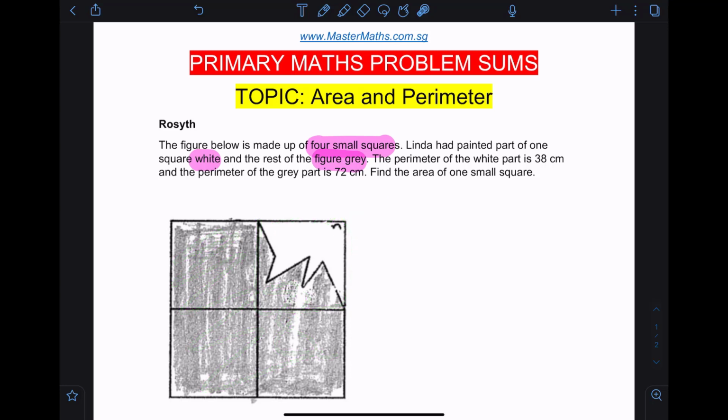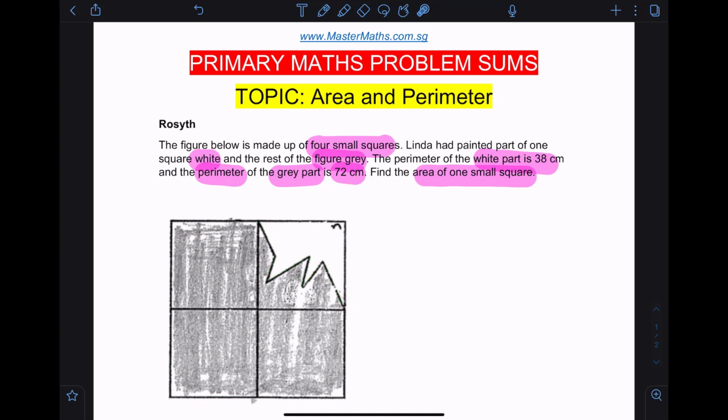The perimeter of the white part is 38 centimeters, and the perimeter of the grey part is 72 cm. Find the area of one small square. Now, pretty interesting question because we are not given the length of the square. Neither are we given the length of this specific jagged part here.